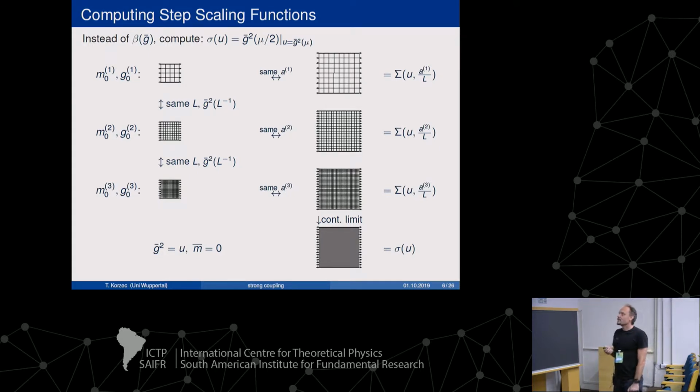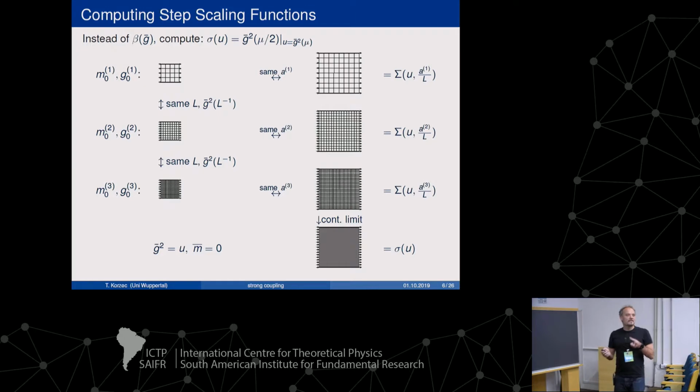And in Lattice QCD, you can compute it in the following way. You choose a value of u. Then you tune for different lattice resolutions the bare simulation parameters, the bare mass and the bare coupling, such that the renormalized coupling is u and the renormalized mass is 0. Then, at the same simulation parameters, you just double the number of sites, which doubles the lattice box or halves the scale, and compute the coupling here again.